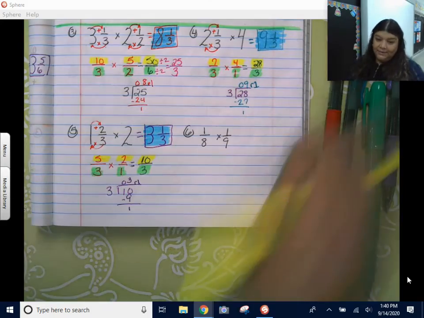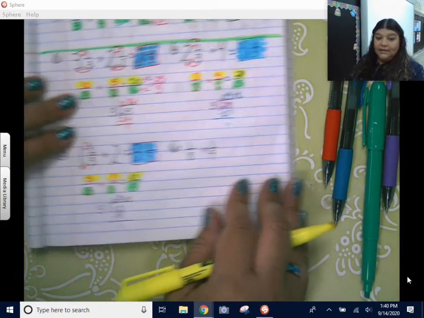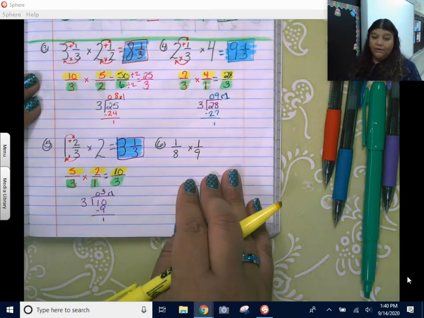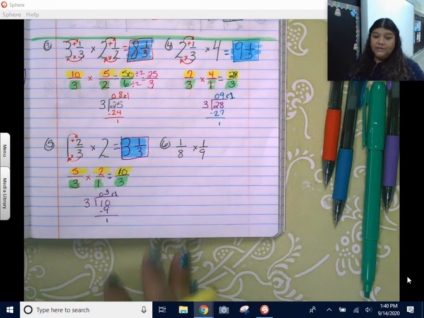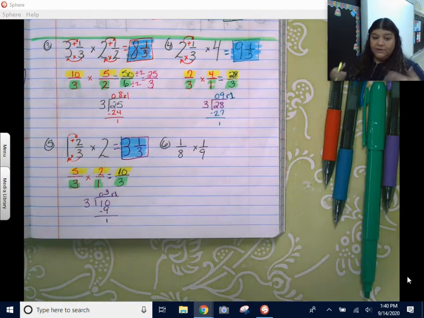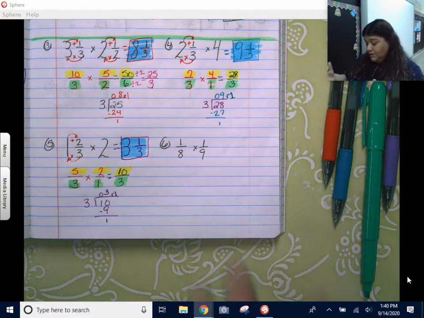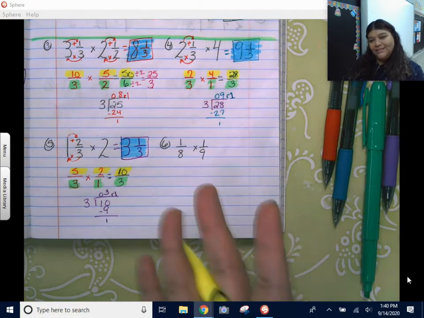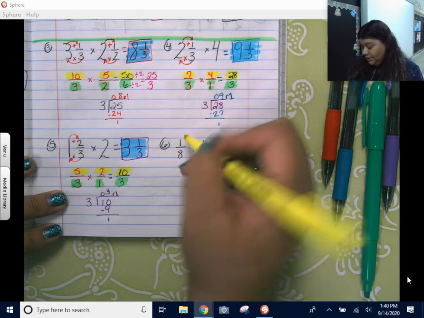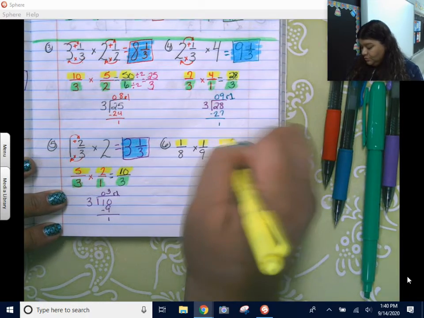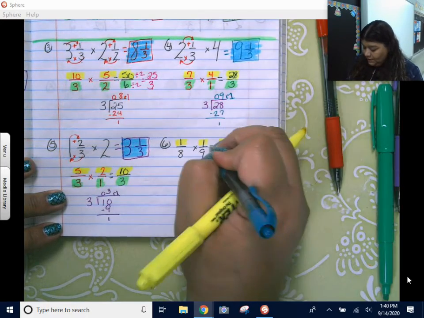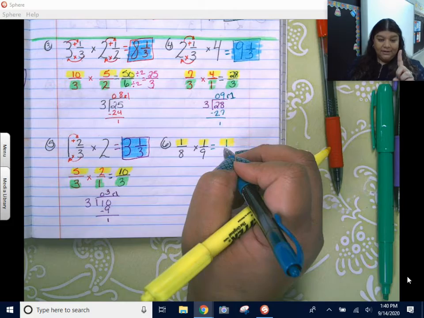And the last one, easy one, okay? I do not see any mixed numbers here, so I don't have to change anything. I don't see any whole numbers just by itself, so again, I don't have to change that either. I just see 2 proper fractions. So we go ahead and do numerator times numerator. So 1 times 1 is 1.